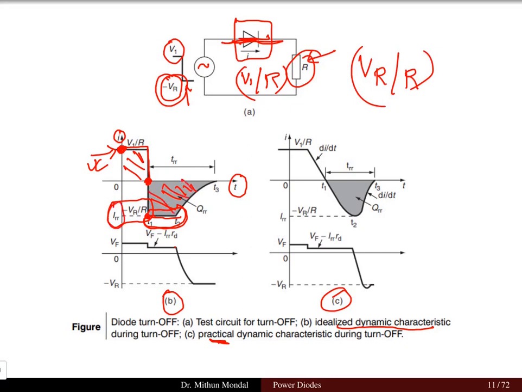This is the trapped charge which is there in the diode, which has to be removed. Then the switching speed will increase. So this we will discuss. This is for the ideal condition, and here you have the practical condition.